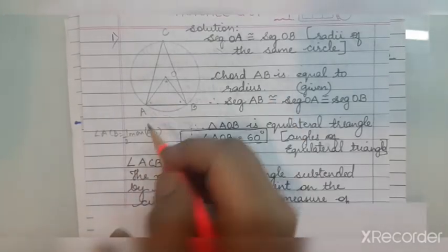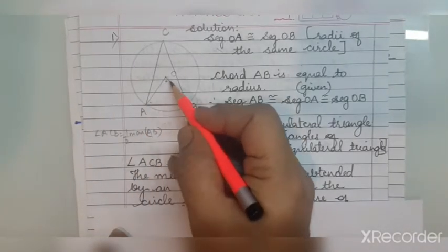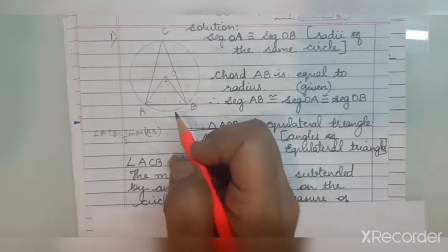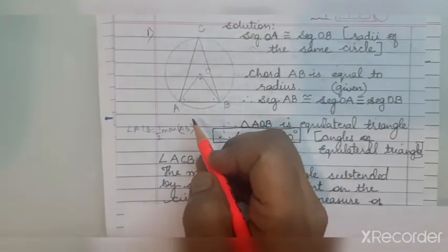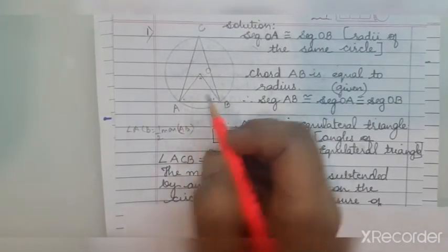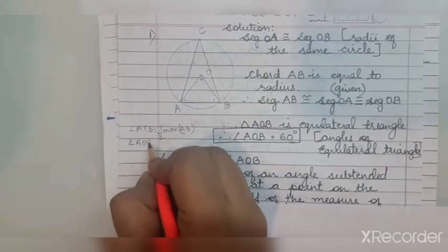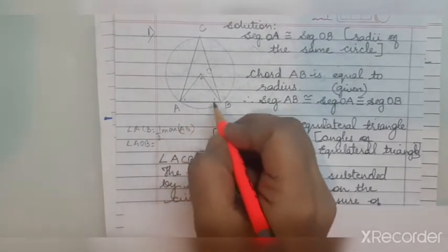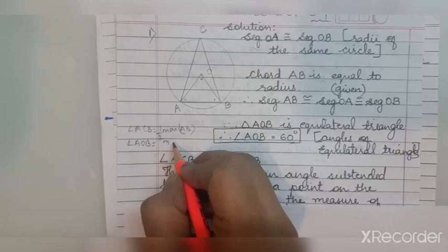Clear? Now, as I told you, angle AOB is a central angle, and we have studied the property that this central angle, angle AOB, is equal to this minor arc, measure arc AB.